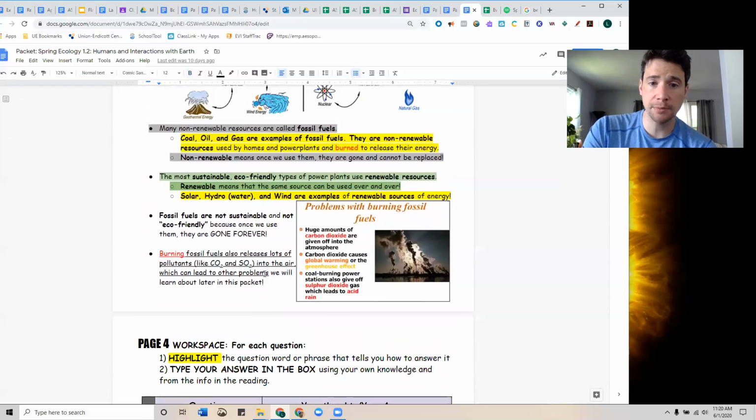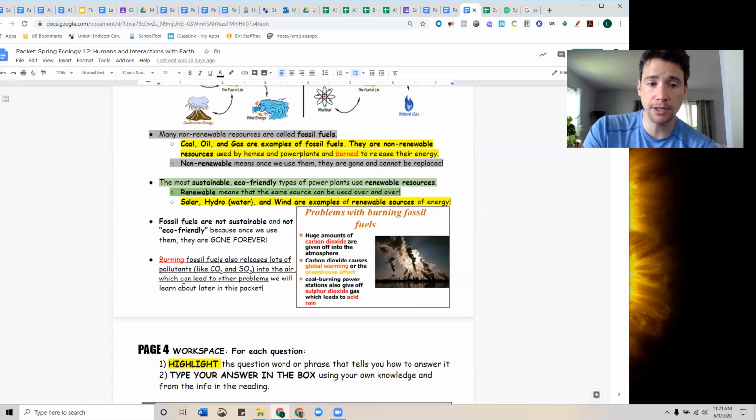And that's kind of the last bit that I want you to know from this page. When you burn fossil fuels, it releases pollutants, it puts pollution into the air. It releases carbon dioxide, which can be a pollutant if the concentration is high enough. And then this is called sulfur dioxide, SO2. You don't need to really remember that, but that's another pollutant that gets put into the air when you burn stuff like coal.